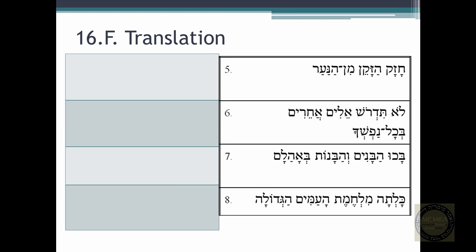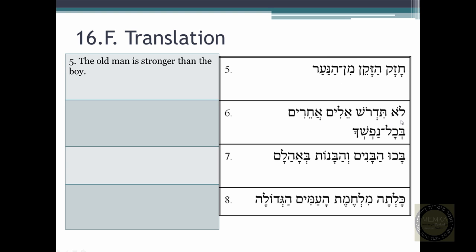Number 5, Chazak Hazakein min hana'ar. We have the old man. Here we have an adjective that with an article, it makes it substantival. The old man, Chazak, is strong from hana'ar, the boy. So you would, in English, say is stronger than the boy. Again, this is our comparative use for min.